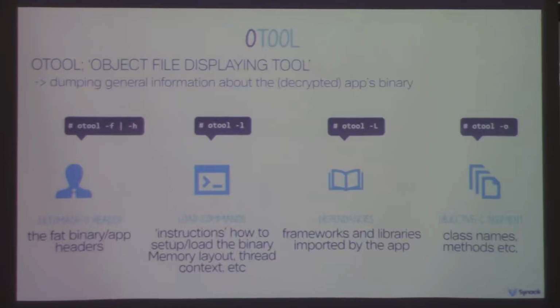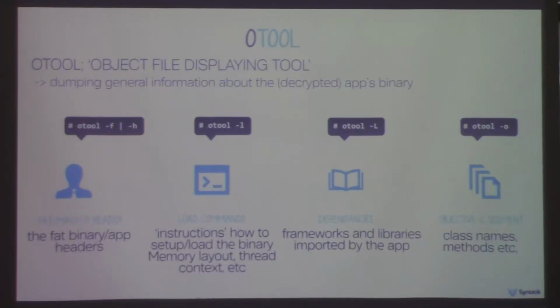So if you use it with a -f or -h flag, it will show you the headers of the binary. If you use it with the lowercase -l command, it'll show you all the load commands. Again, these tell the loader how to lay out the binary in memory. The uppercase -L command is actually really useful. This will show you all the frameworks and libraries that this application imports. So you can see things like, is it using AppKit? Is it using SQLite? Other third-party libraries that might be interesting.